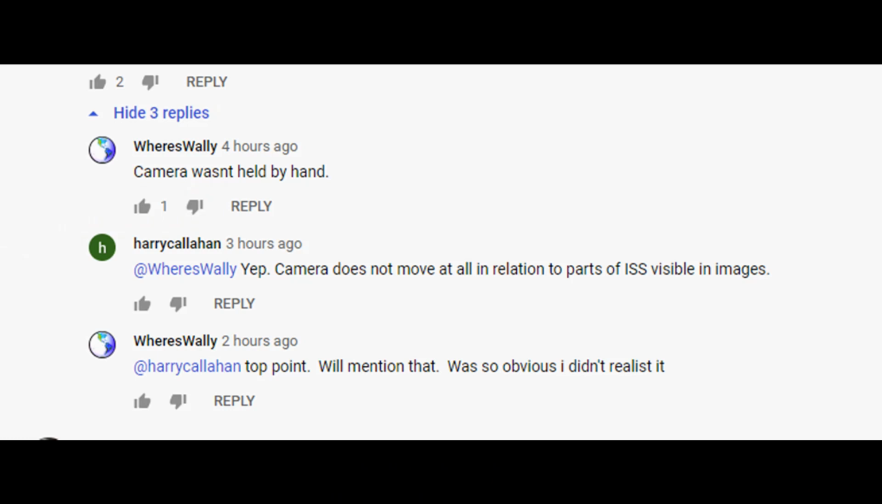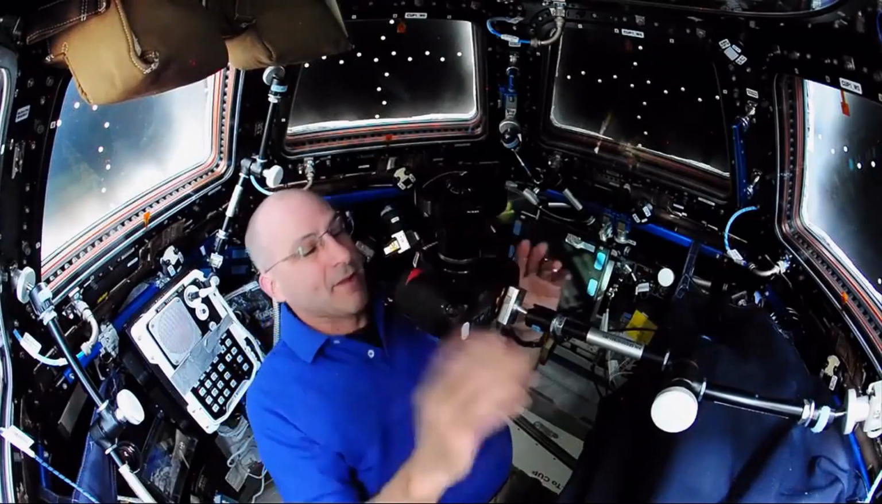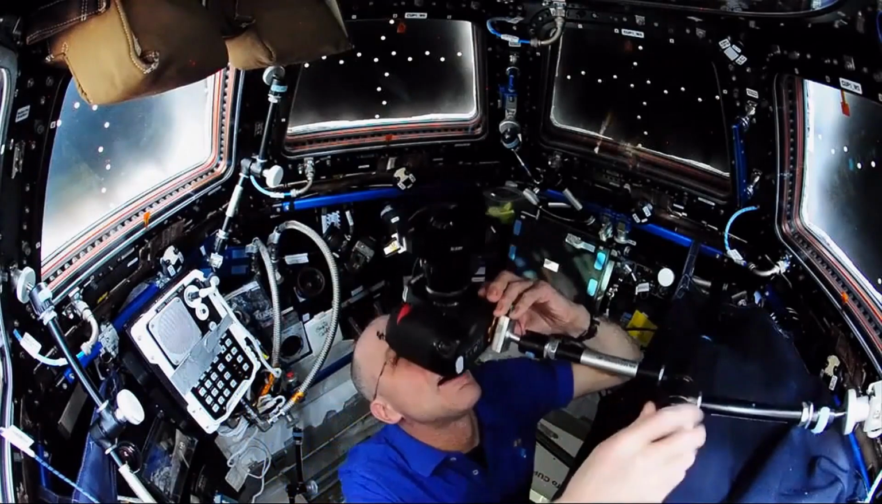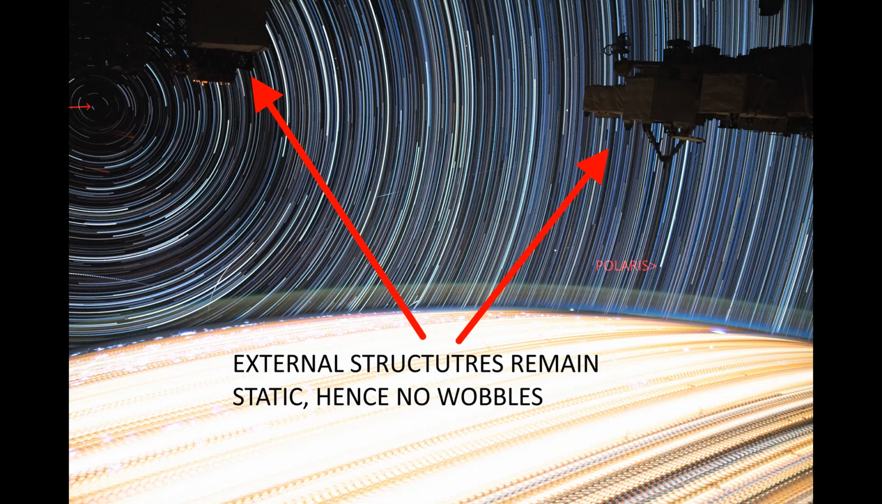And Harry Callahan, thanks very much for pointing this out to me, mate. Yes, Anthony, the camera is totally locked to the ISS because you can see the external pieces that are visible do not move at all in relation to the frame of the camera. So it's just the ISS turning, mate, not the camera within the ISS. Thanks, Harry.